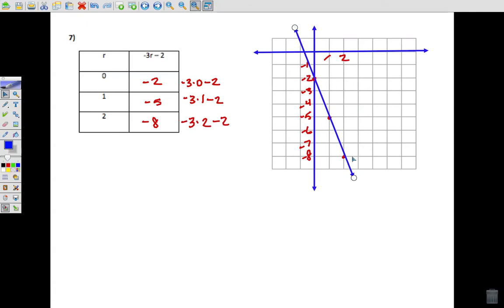Then I put my ruler on my paper. I draw my line through, making sure I put my arrows at the ends of my line and the arrows at the ends of my axes, because they are also lines, and I'm done. Now this equation says take 4 times the number in this column and add 1. So 4 times 0 and add 1 is 1. 4 times 1 and add 1 is 5. And 4 times 2 and add 1 is 9.